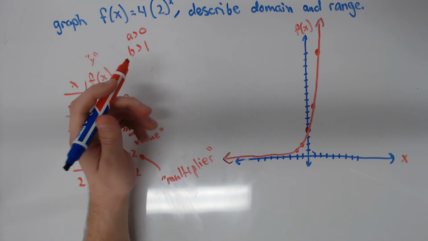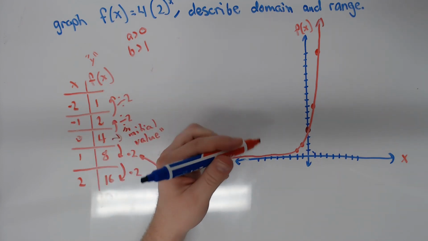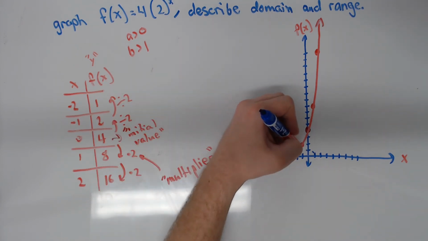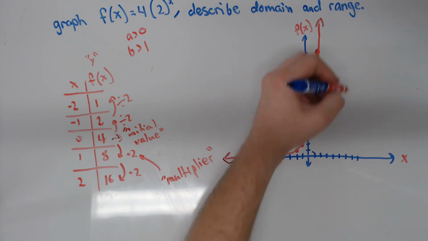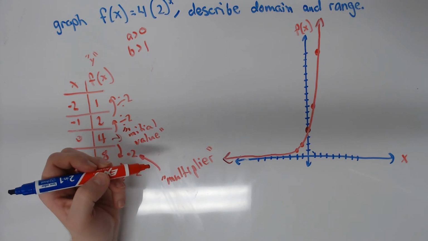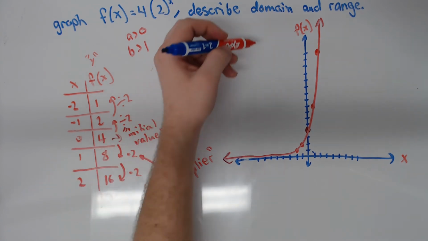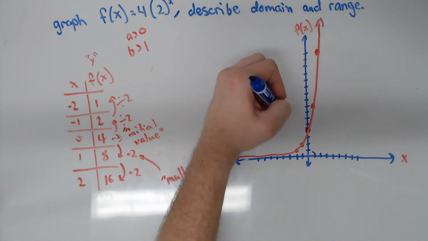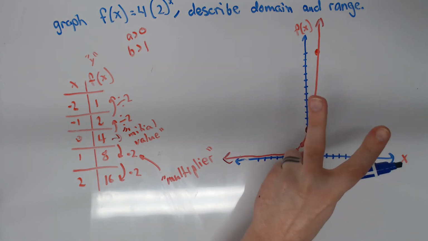If b is bigger than 1, it's going to grow. So the right side of the graph is going to go away, whether that's up or down. It's going to go far steep away from the x-axis. If b is a fraction, that steep part's going to be over here, and I'm going to shrink as I go forward in time.